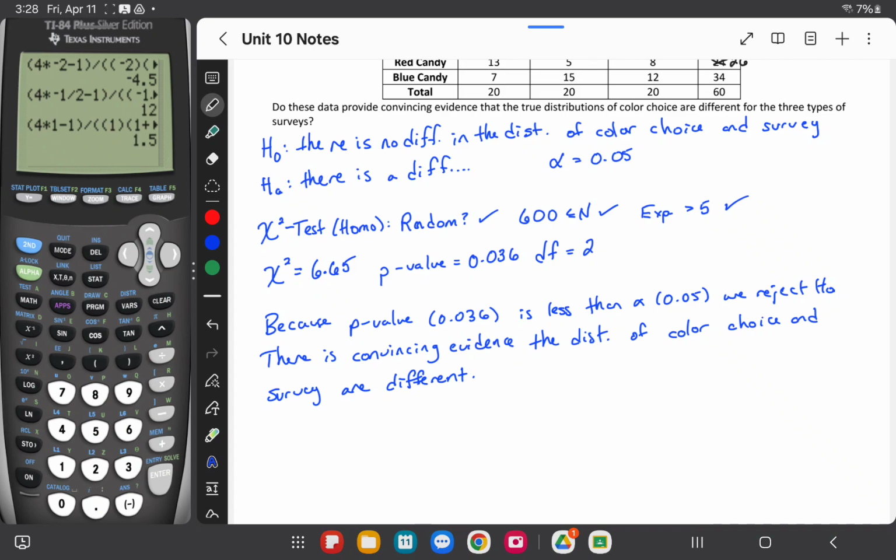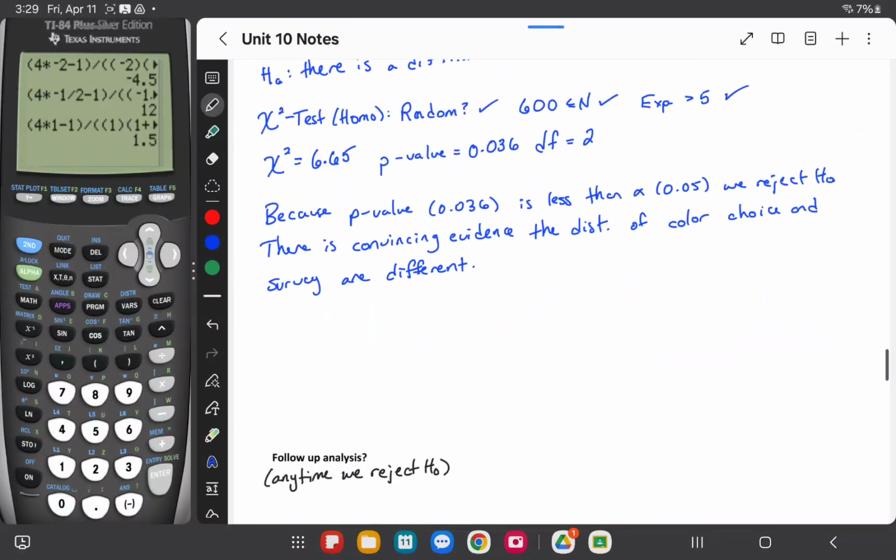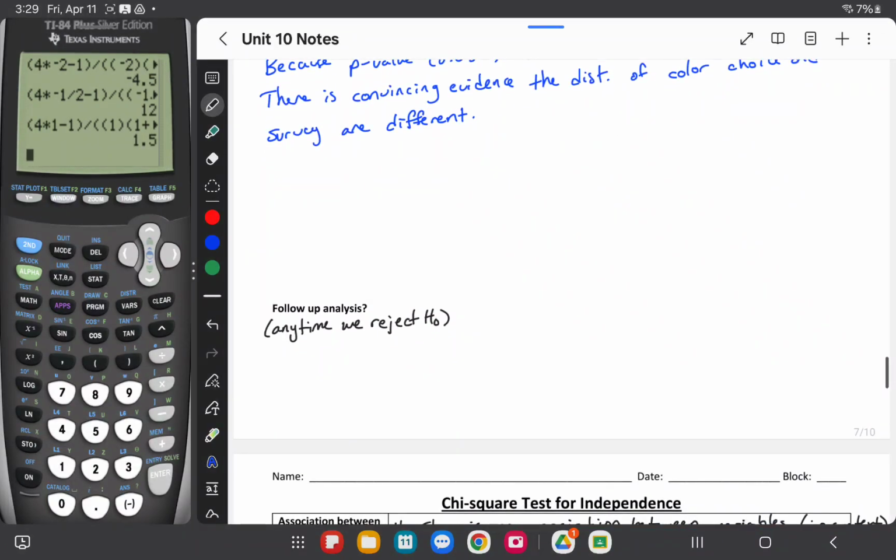So we need to figure out which of our categories had the greatest impact on our decision to reject our null hypothesis. Was it one of the candy colors or was it one of the survey colors? So let's talk about how to do that. Keep in mind what we're looking for is which one had the largest contribution to our decision to reject. In other words, which one contributed most to our chi-squared value.